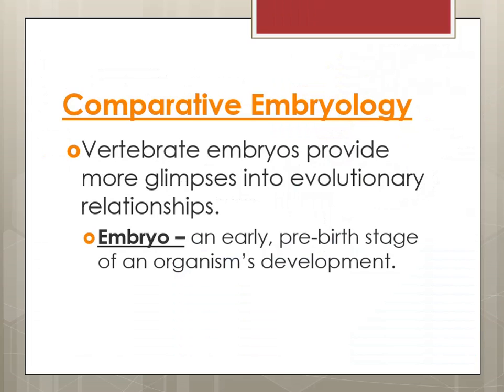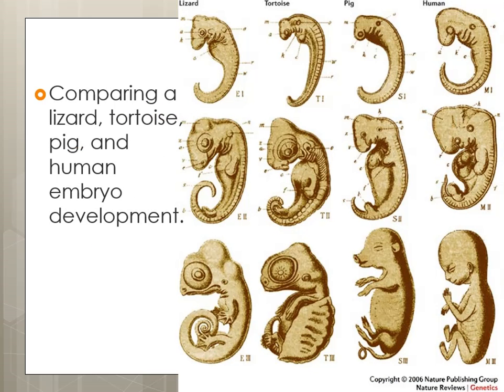All right, so some other things that scientists can look at when we're looking at multiple species is this field called comparative embryology. And this is really big with vertebrate embryos, so animals that have a spine. It provides glimpses into evolutionary relationships. So I put the definition of embryo on there, and it's just a pre-birth stage of an organism's development. But this picture on the next page, you don't have to write this down, but it is something that I like to show.